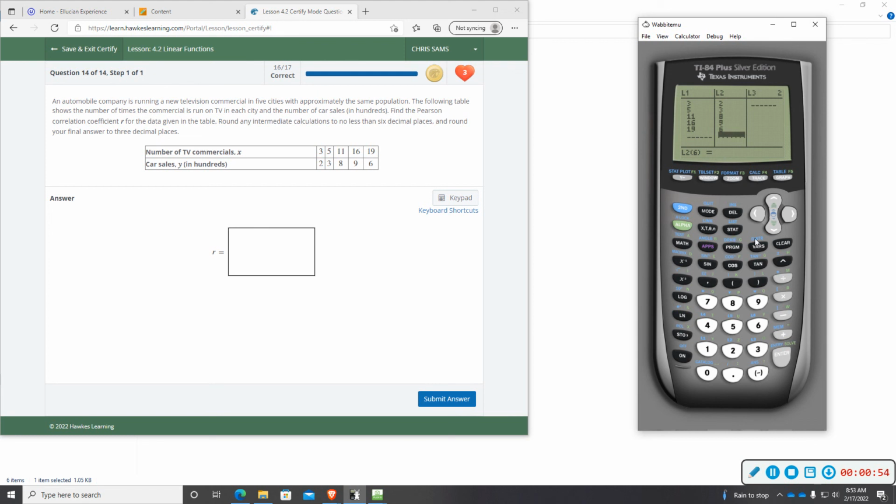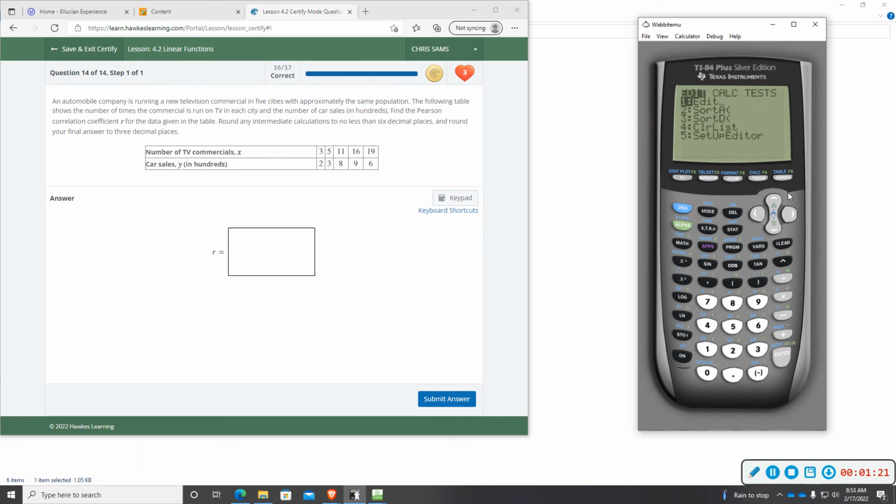If you don't go through the stat process, like if you don't calculate, it won't give you the R. So if I do quit, and let's say I just went to VARS, and I went to statistics, and then I go to equation, and then I go down here to R, and I hit enter, it won't do anything because you actually have to go through that process. So if you're going that method, make sure you go through the process.